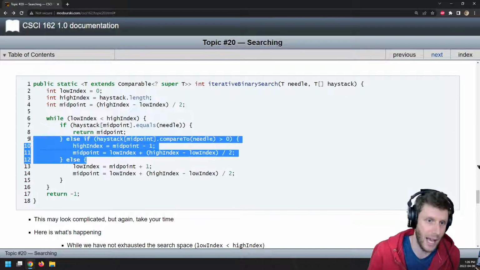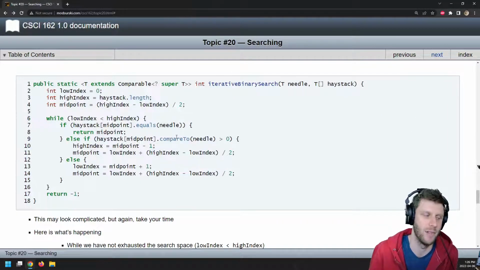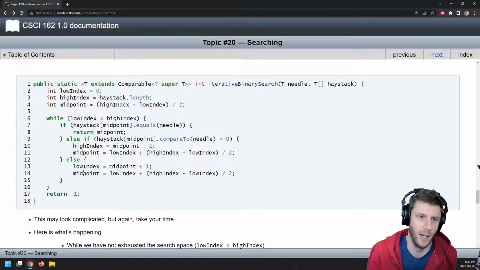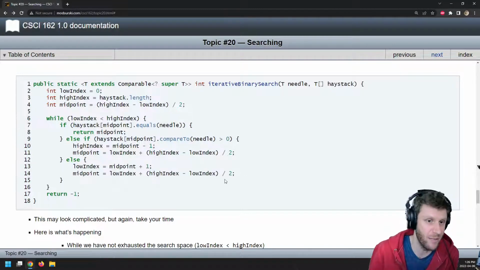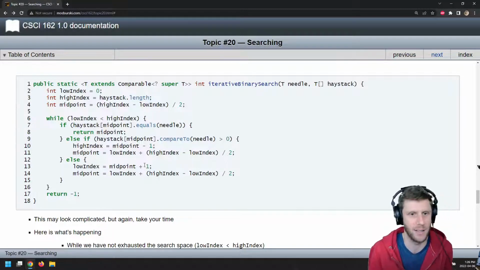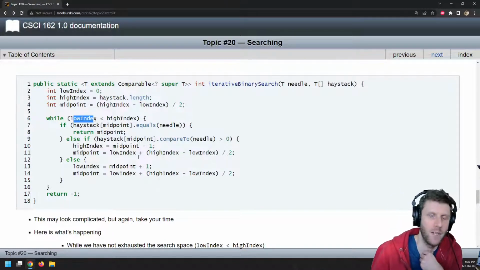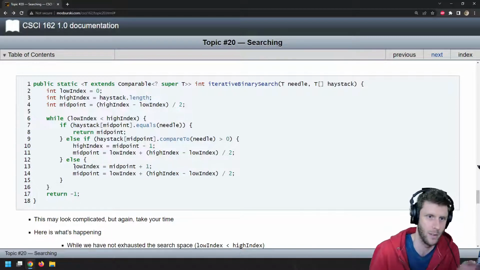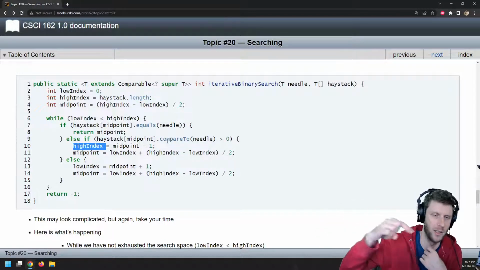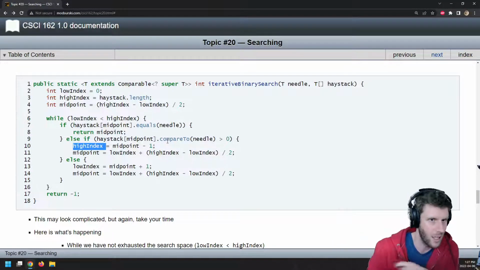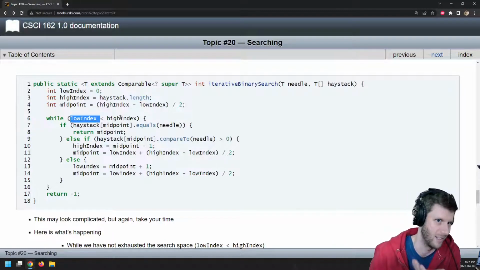So if it's on the low half, we'll then update the high end to be the midpoint minus 1. If it's in the high end, if the thing we're looking for is actually bigger than the midpoint, well then now the low end is the midpoint plus 1. And see how we're moving the lower point, so this lower point grows bigger and bigger, and high point, all it can do is get smaller and smaller. If they ever cross each other, where low point is not less than high point anymore, we return -1.